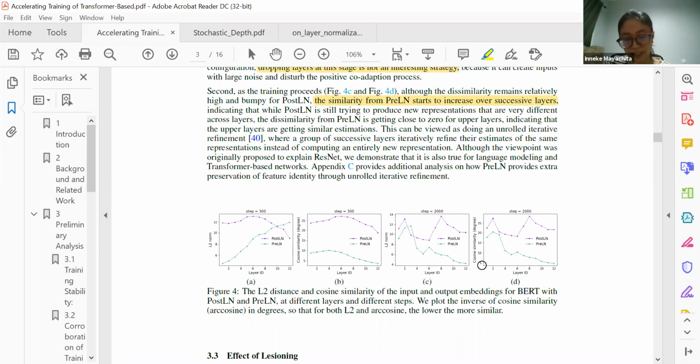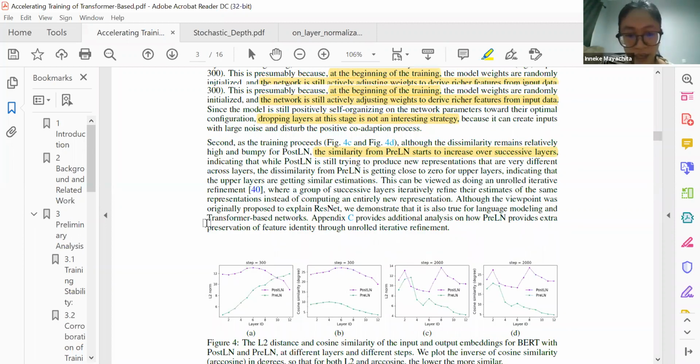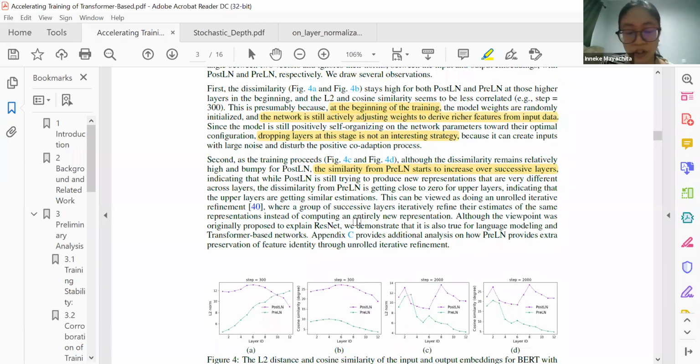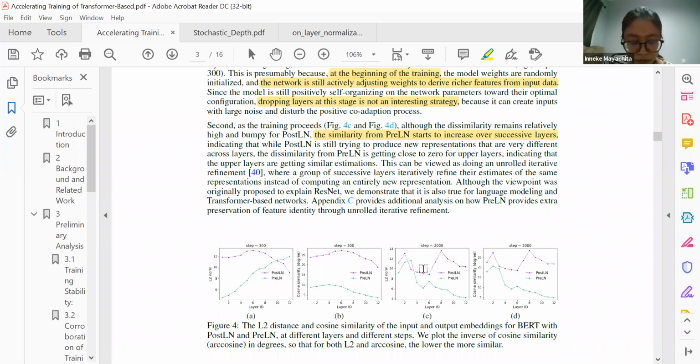look like they have a similar trend compared to the first figure, which is the earlier steps of the training. So we can say that in the earlier step of the training, the model is still trying to adjust the weights, still trying to understand the features, and then in the later step of training, the model starts to stabilize, and this time we can drop more layers. So that's the basic idea of this paper.